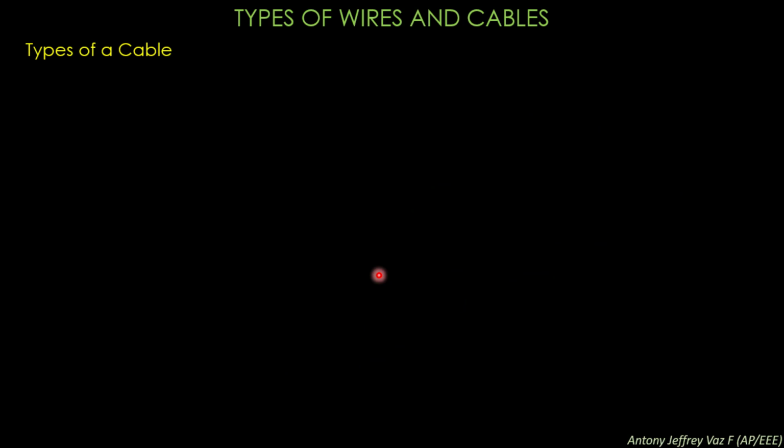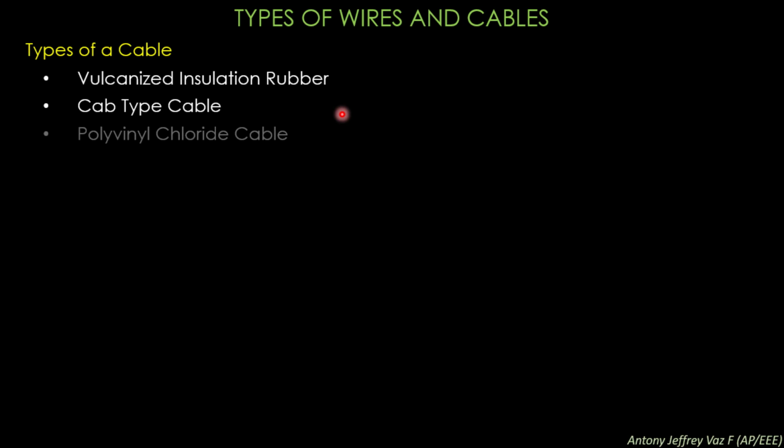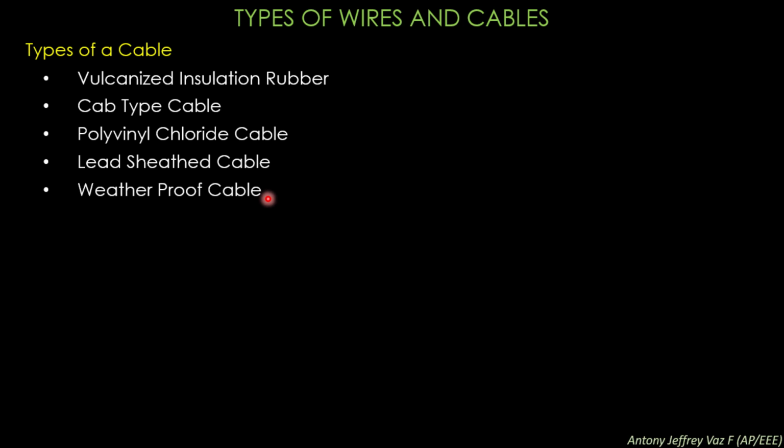Next we will be seeing the types of cables. The first type is vulcanized insulation rubber. The next is cab type cable, polyvinyl chloride cable, lead sheathed cable, weatherproof cable, flexible cable. There are 7 types of cables which are being used in electrical and electronics installations.